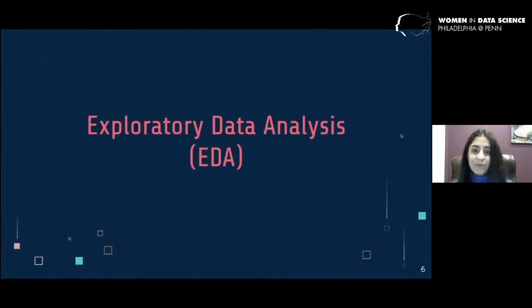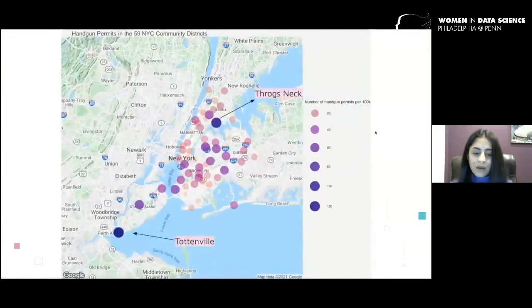After we cleaned the data, we performed EDA to create various graphic representations of the data to understand it better. First, we created a bubble map of the 59 community districts for the number of handgun permits per 100,000 people. Some areas with a significant number of handgun permits are Tottenville in Staten Island, which is known for being a suburban residential area and extremely family-oriented, and Throgs Neck, which also has a high number of permits. It is mostly a working and middle-class neighborhood, and it is also very family-friendly.